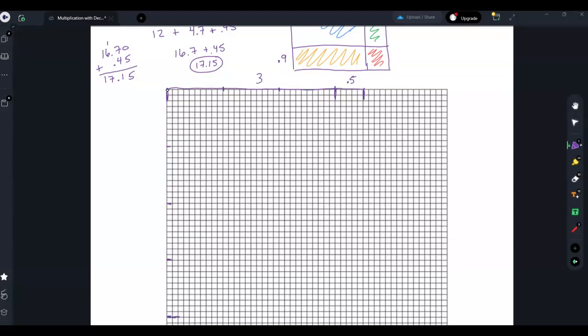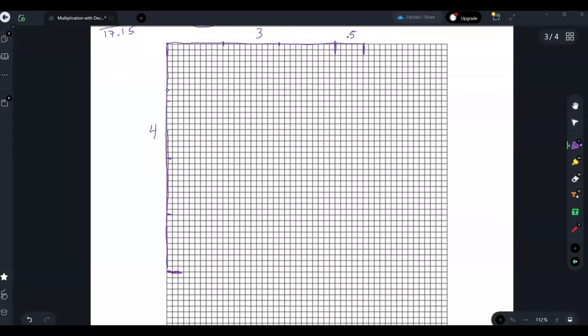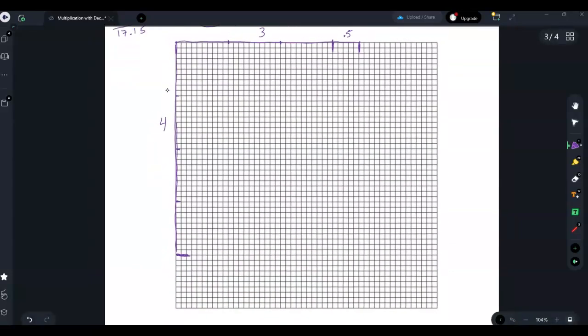So this is going to be the side of my rectangle. That's the part that's going to be 4. And then 9/10 is going to be 9 grids long. Hopefully I've got enough space here. 1, 2, 3, 4, 5, 6, 7, 8, 9 right there. And let me just extend all these so that we can see our box.